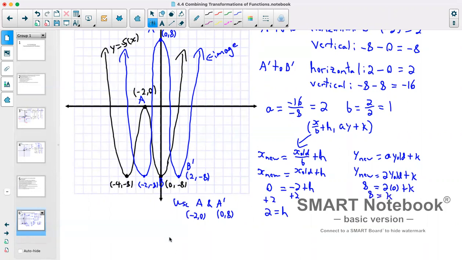So now we'll write out our equation. So we know our equation takes the form of y equals a f of b x minus h plus k. We'll just fill in our variables. So y equals a, which was 2, f of, we don't have to put our b in because it's 1, so we just have x minus our h value of 2 plus our k value of 8. So this would be our final equation.